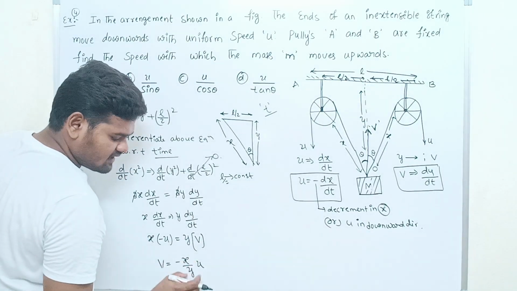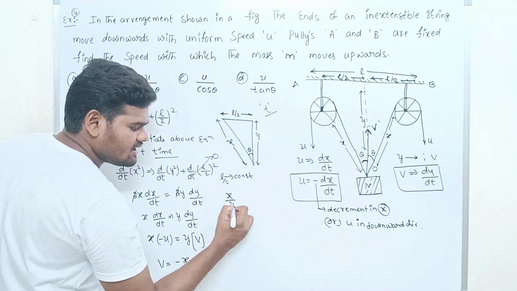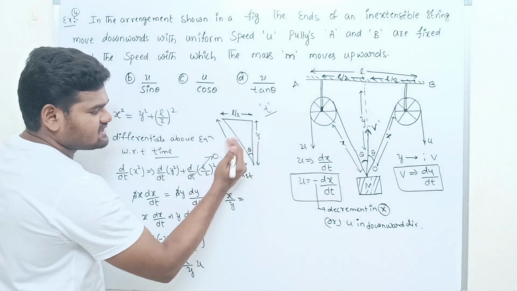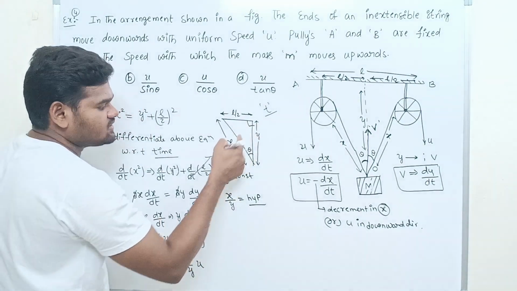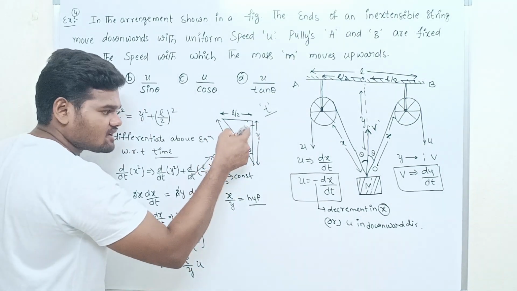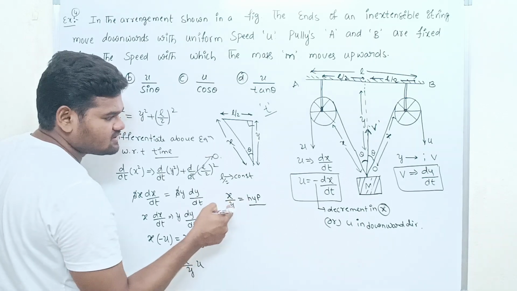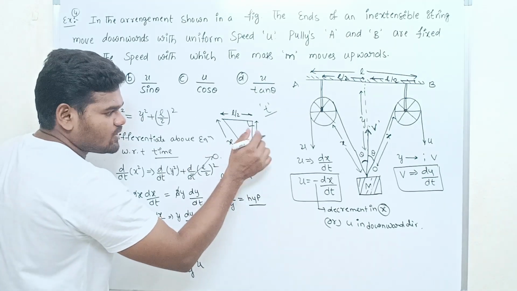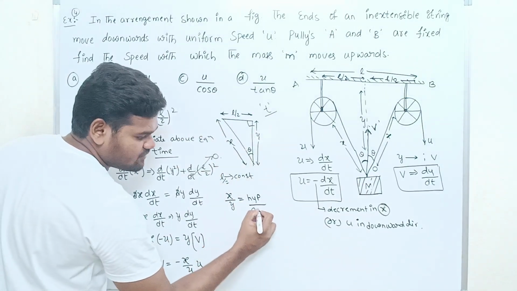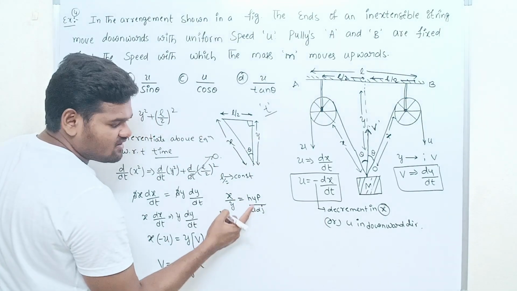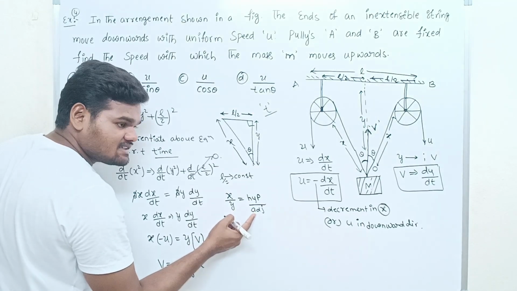Right. From this, here we got x by y. What is x? x is nothing but the hypotenuse, because it is opposite to 90 degrees. Whatever side is opposite to 90 degrees, that is the hypotenuse. What is y? y is nothing but the adjacent side, the side which is along the angle theta. So we got hypotenuse divided by adjacent side.